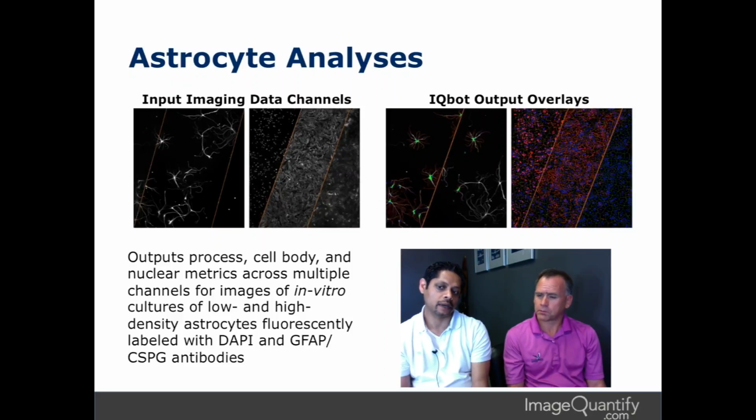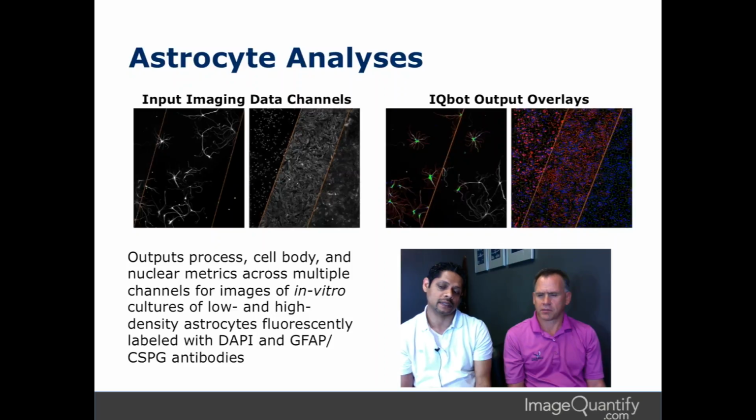The IQ bot identifies each of the individual astrocytes for the low density, and then you can choose to either analyze them all, whether or not they're connected, but it actually looks to see if these astrocytes are connected, and this particular bot only looks at the ones that are isolated. Got it. Okay. And then it identifies CSPG, which is in this case another antibody, within these cells, and it does it in two different ways.